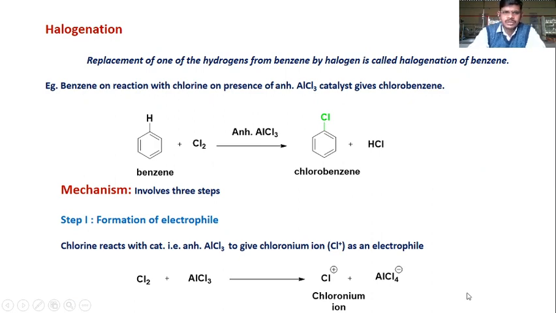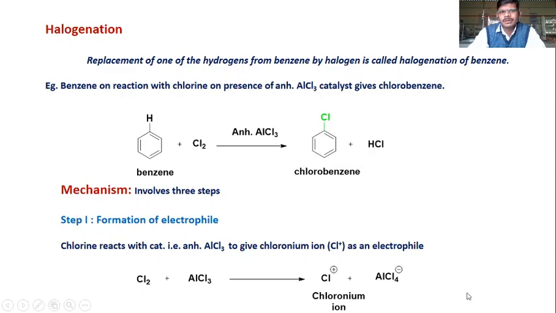Halogenation means what? Replacement of one of the hydrogens of benzene by a halogen is called halogenation of benzene. Halogens include chlorine, bromine, fluorine and iodine. These four atoms are said to be halogens.